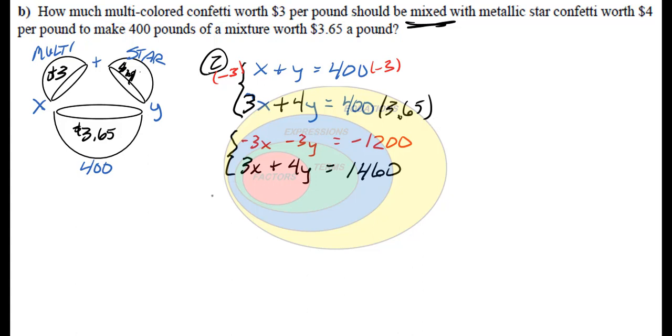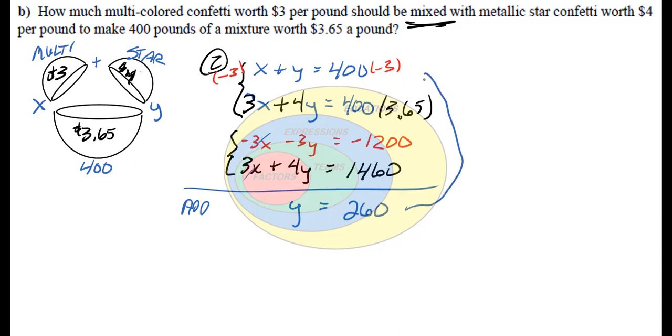So now I can just add these equations together to eliminate the X term, and I would have -3Y plus 4Y as Y equals -1200 plus 1460, which is 260. And I'll just substitute that back into our original. In the top equation, I have X plus 260, that's the Y, and that's supposed to equal 400. So if I subtract 260 from both sides, I get X equals 140.